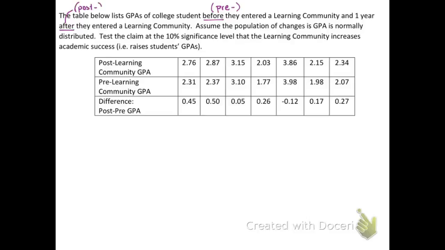So we have before, which is the pre, and post. We have 10% as alpha, which is our significance level. If you were doing this on a TI-84, you could enter the post-learning community as list 1, the pre-learning community as list 2. In list 3, you would make that equal to list 1 minus list 2. And that's all of the differences, or D.